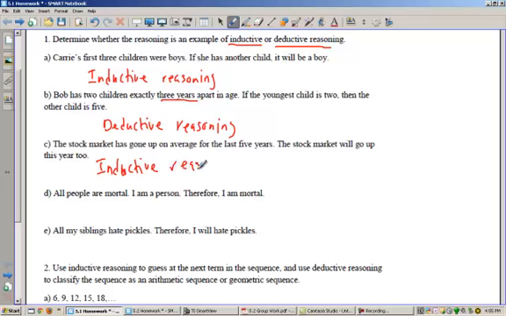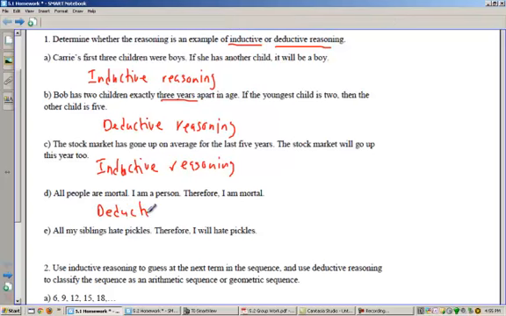Alright, then part D, all people are mortal. I am a person, therefore I am mortal. This is an example of deductive reasoning. All people are mortal, so we're assuming this is true. And because this assumption is our sort of general principle, then we're applying it to myself. Since I am a person, therefore I am mortal.